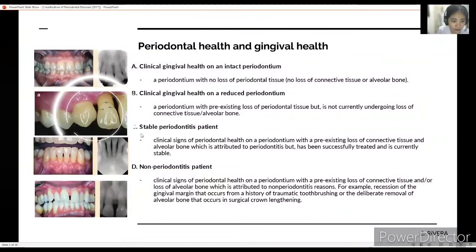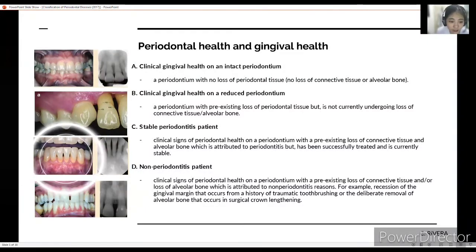The next one is the stable periodontitis patient. These are the clinical signs of periodontal health on a periodontium with a pre-existing loss of connective tissue and alveolar bone, which is attributed to periodontitis, but has been successfully treated and is currently stable. So this is a patient who has been treated. They have a pre-existing loss of connective tissue, but they have been treated.